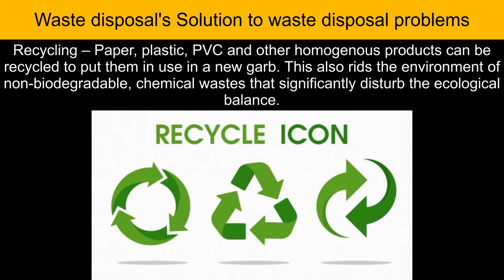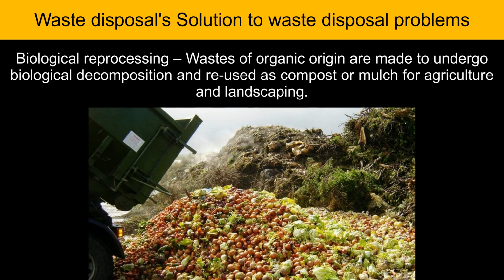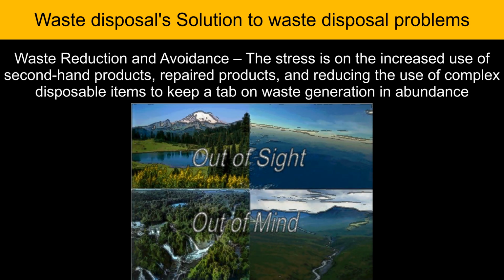Recycling. For example, plastic, paper, PVC, and other homogeneous products can be recycled to put them in use in a new garb. This also reduces the environment of non-biodegradable chemical wastes that significantly disturb the ecological balance. Biological processes. Wastes of organic origin are made to undergo biological decomposition and reused as compost or mulch for agriculture and landscaping.